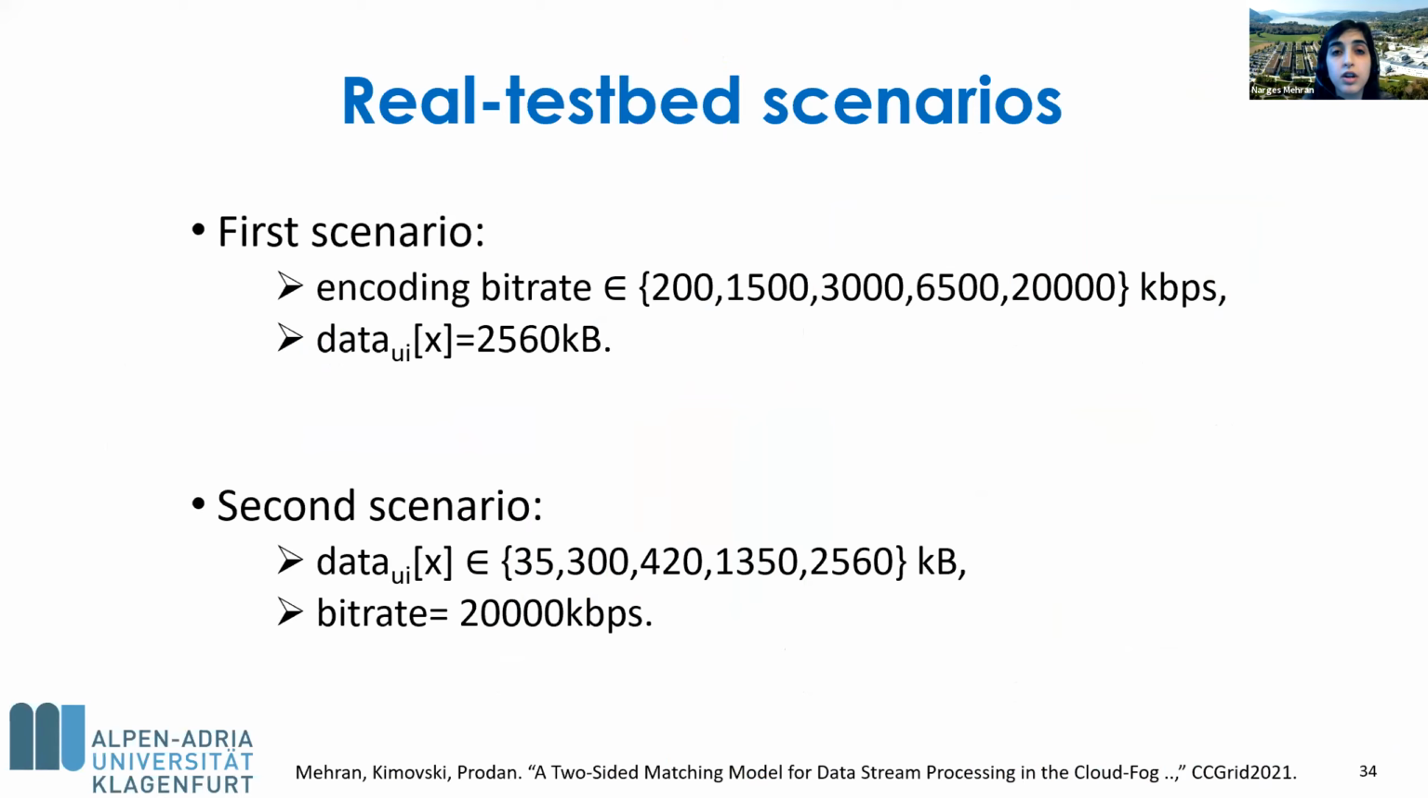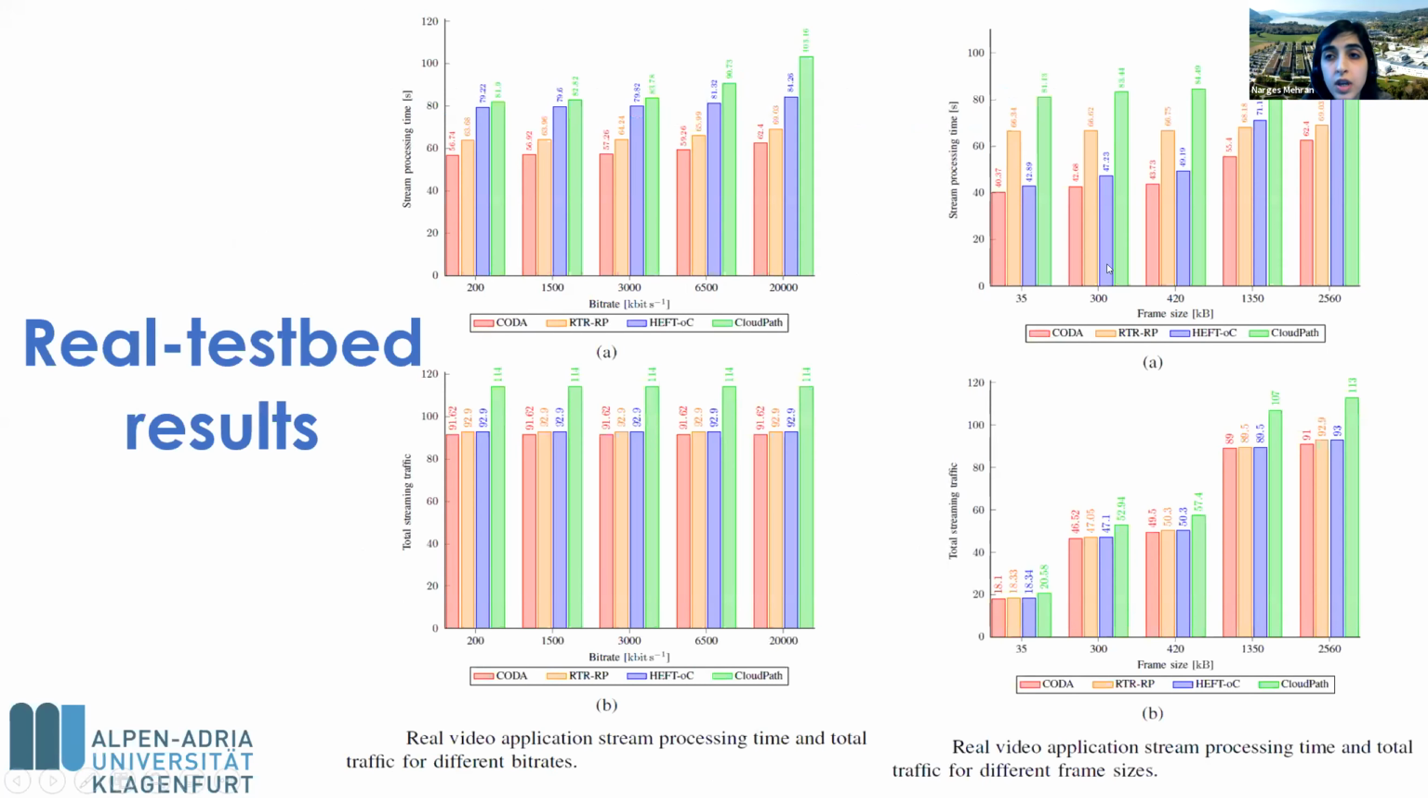Let me talk about the scenarios that we had in the real testbed. We considered the same scenarios that we had in the simulation, and we tried to emulate those scenarios. For the modification of the CPU load, we considered different encoding bit rates by fixing the data size based on the frame size of the video. And in the second scenario, we modified the data size while fixing the bitrate of the encoding video.